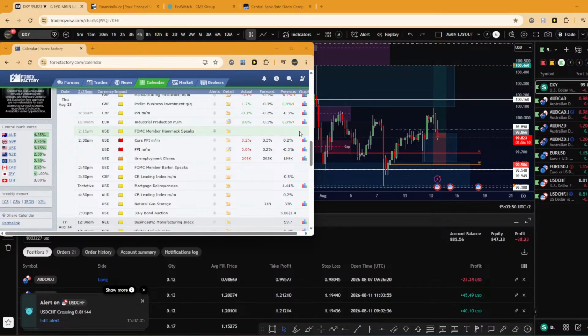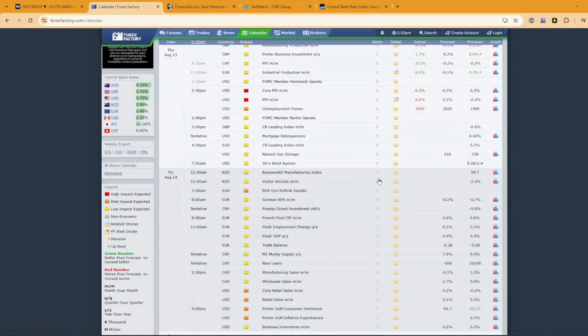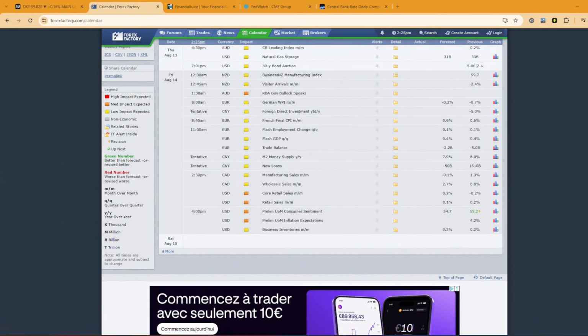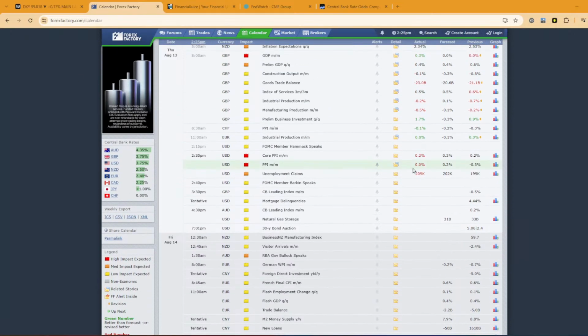All right. Okay. We got the PPI release. This PPI release comes out very soft. As you can see, we got the CPI. So we have a little bit of soft PPI right there.